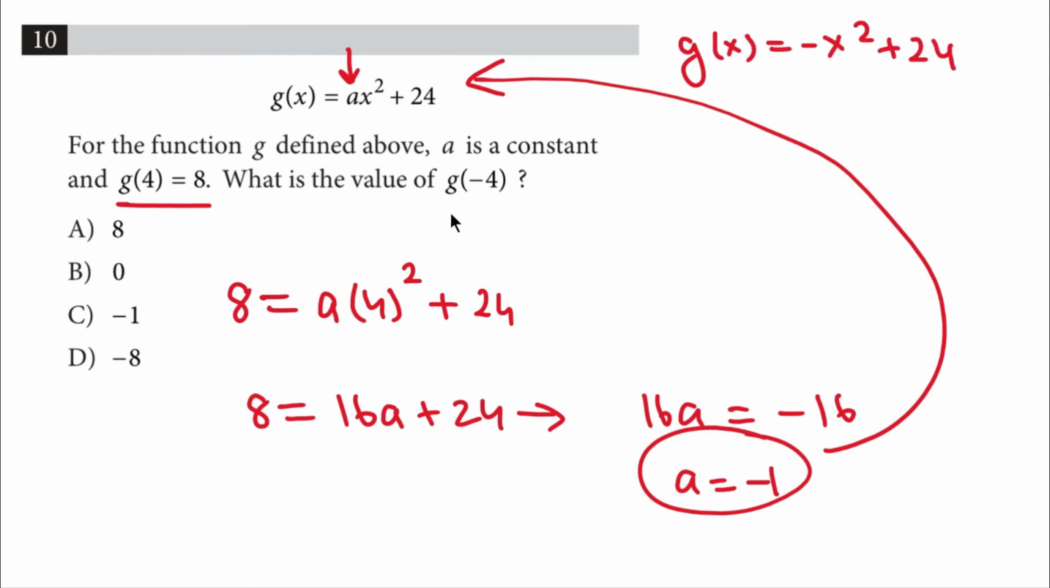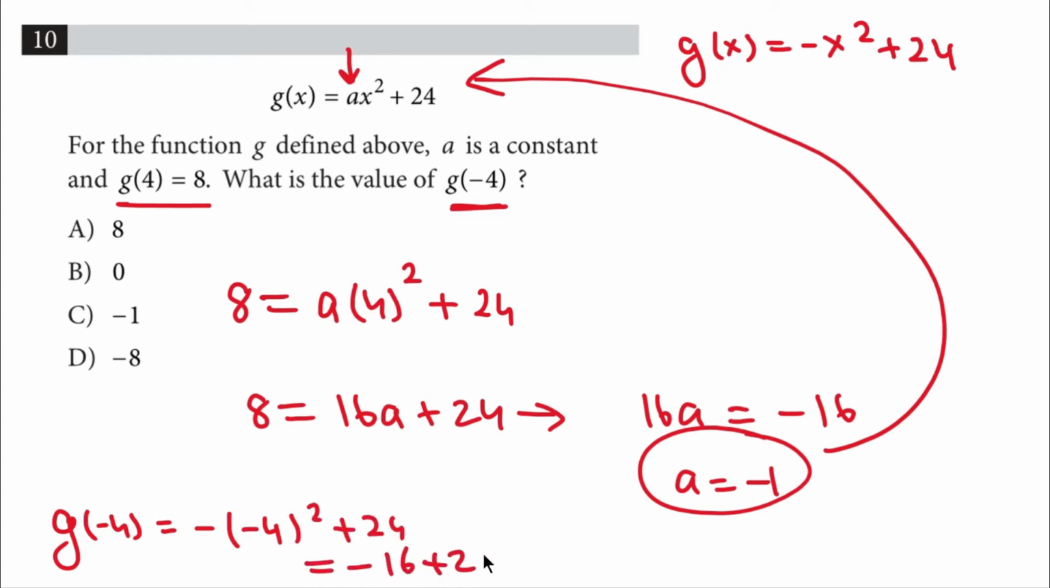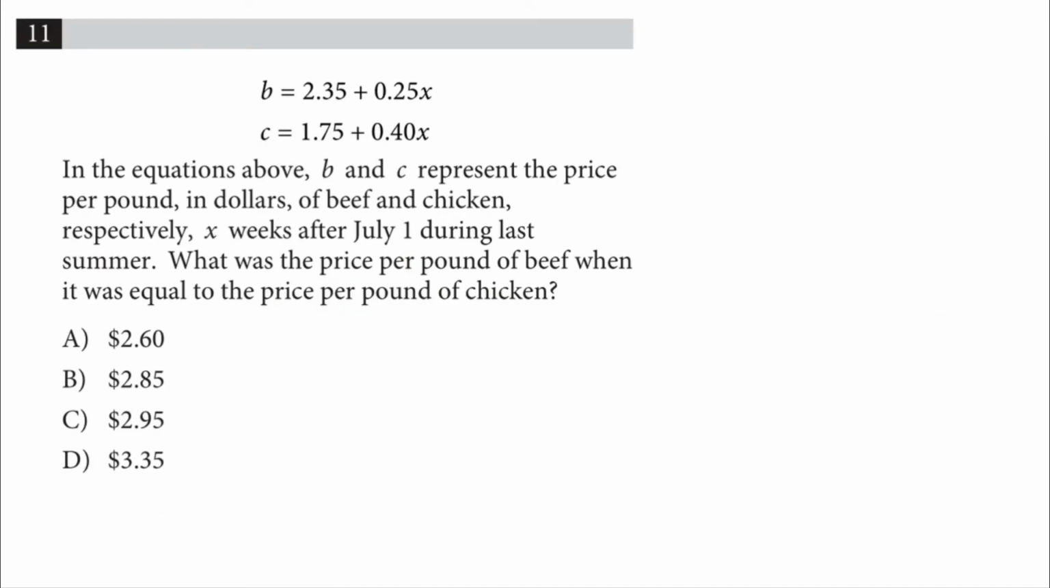Now guys, we're asked for g of negative 4, so plug negative 4 instead of x. You will get g of negative 4 is equal to negative 4 squared plus 24, which is equal to negative 16 plus 24, which is equal to 8. So A is the correct answer. Now let's move to the next problem.